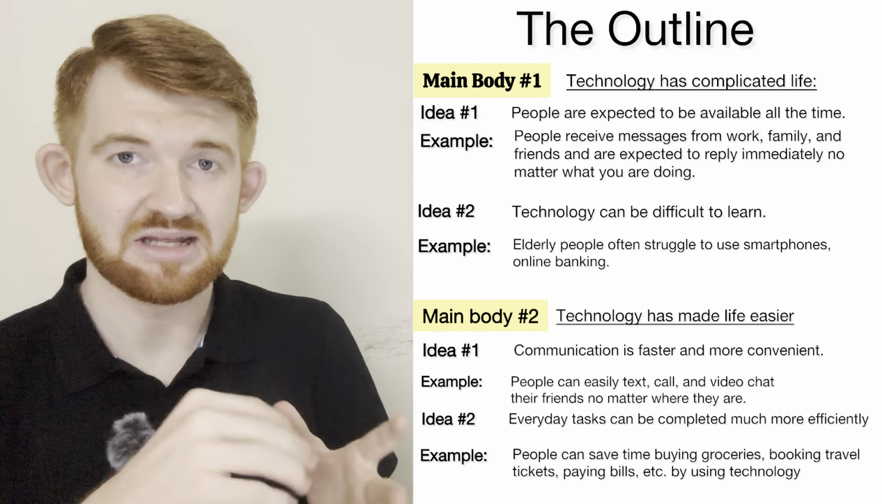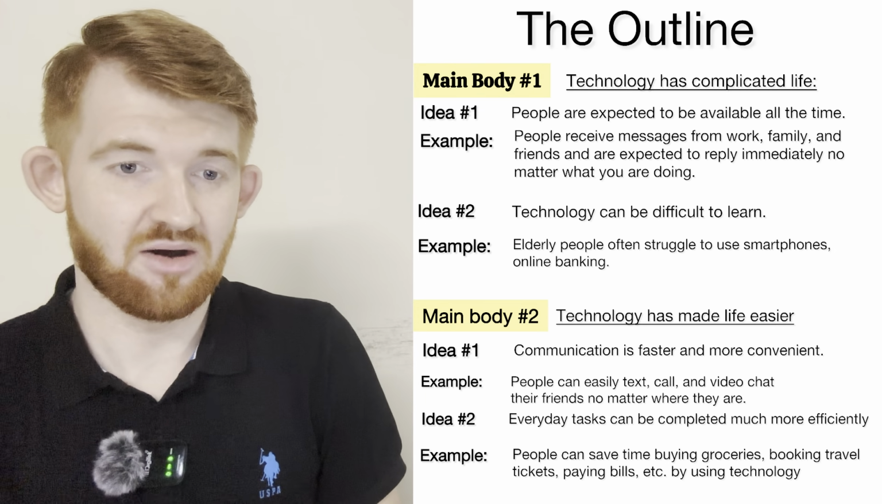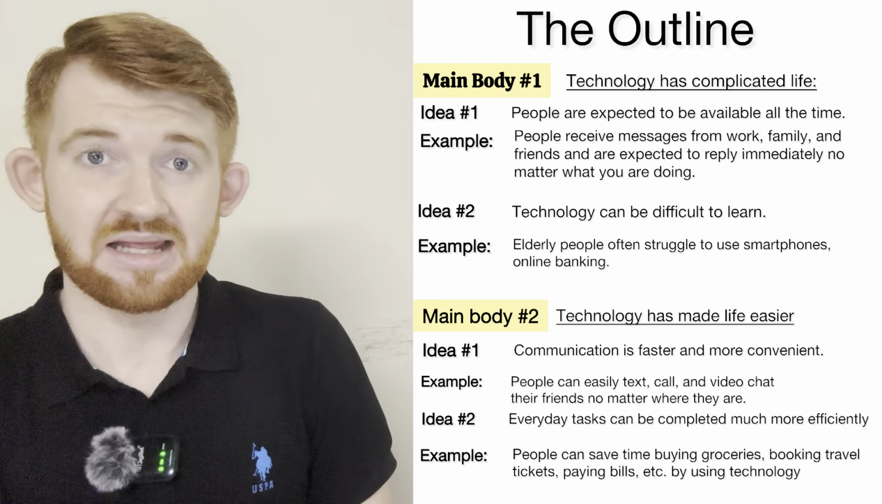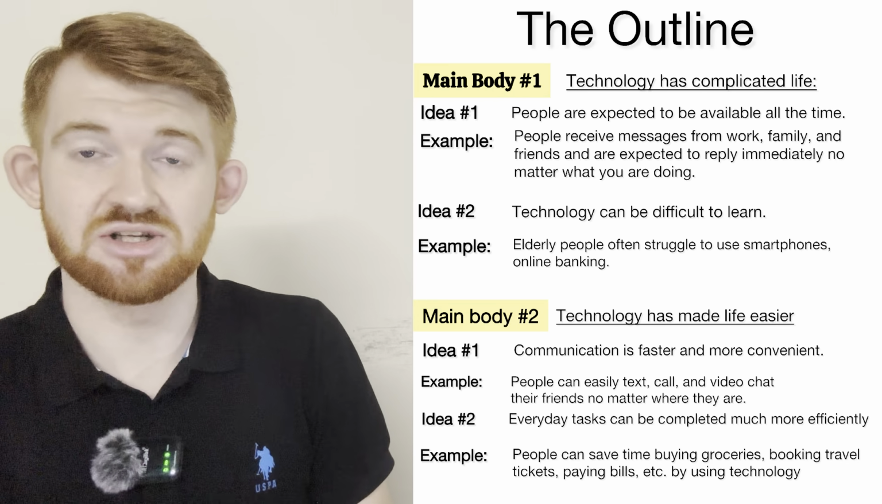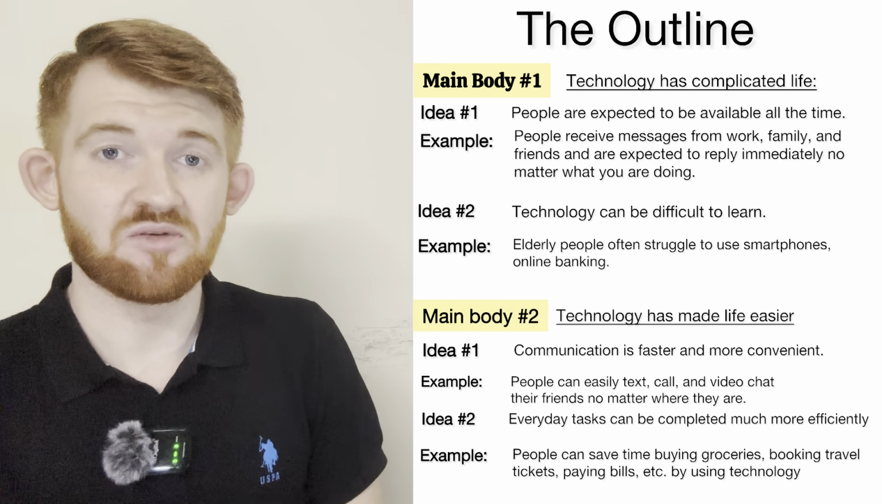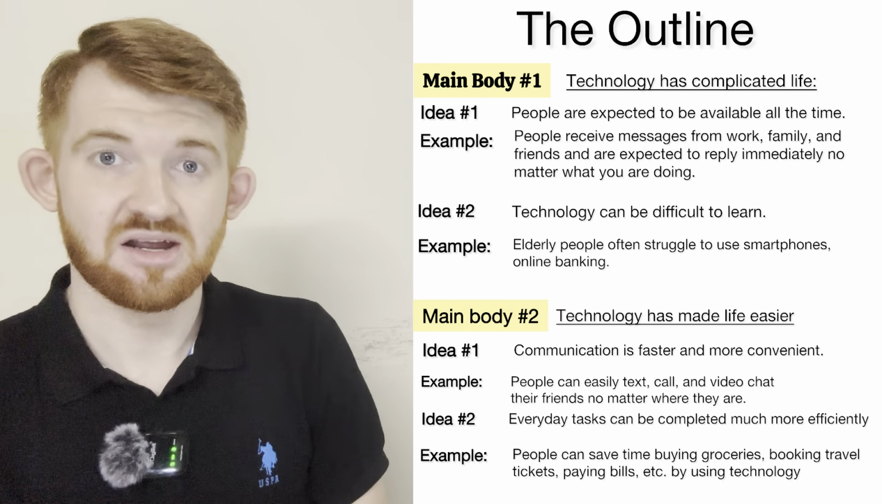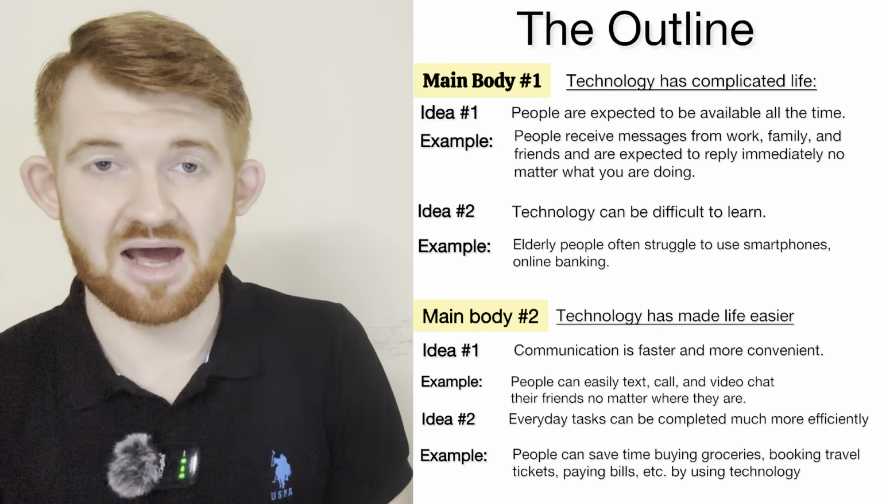So this would be the outline that I would make for this question. Now, we've got main body number 1, which is totally going to be focused on how technology has complicated life. And we've got our 2 ideas, and we've got 2 examples. Then, for main body paragraph number 2, we have the exact same pattern.